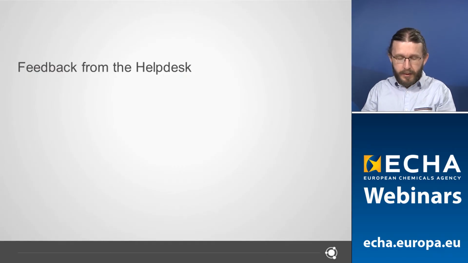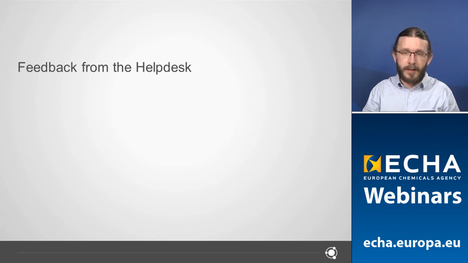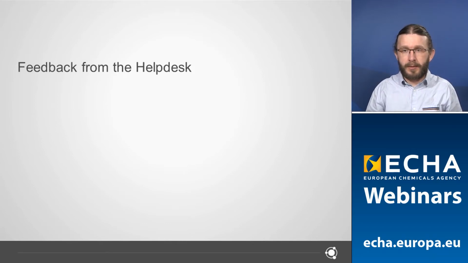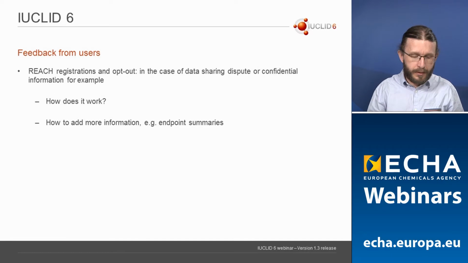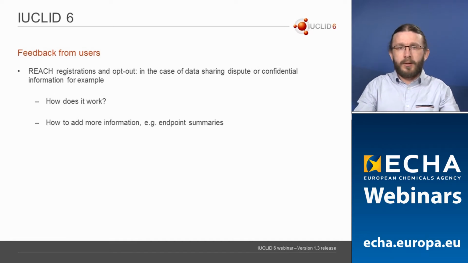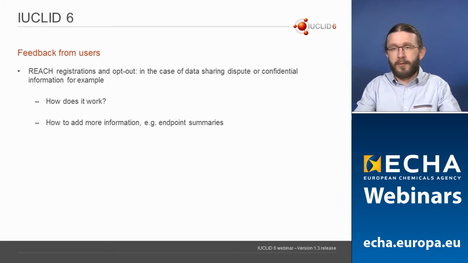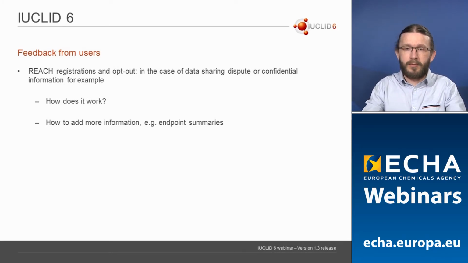So I'll go through some feedback, comments, or questions received at the help desk here in ECHA to clarify some frequently asked questions. The first thing I wanted to address is the way opt-outs are created in REACH registrations. Opt-outs are the case where, as a member of a joint submission, you need to provide your own data because of a data sharing dispute or confidential information that cannot be shared or is too costly to share with the other members of the joint submission.